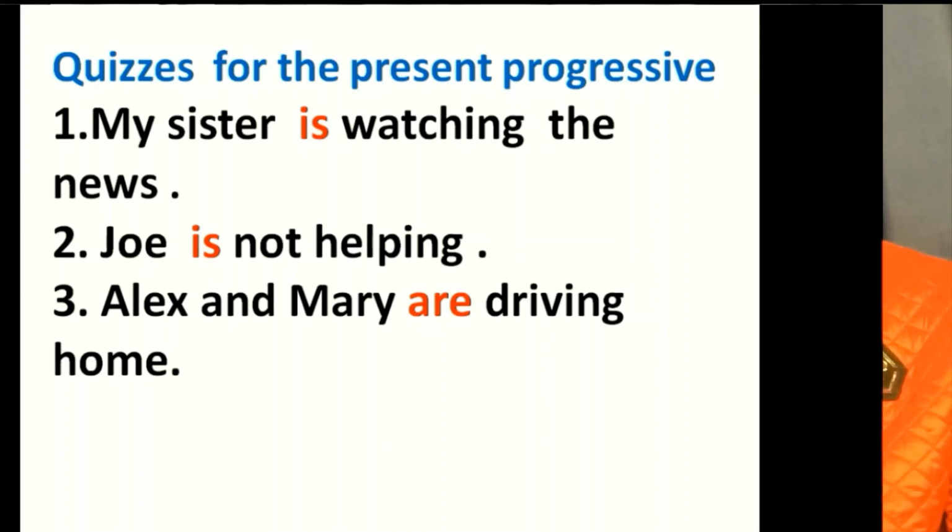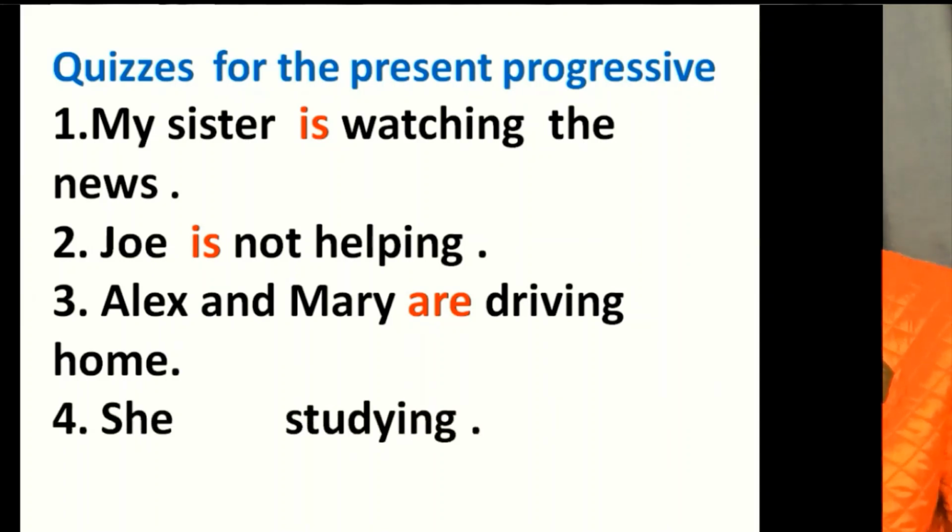She studied. What is missing here? The be verb is missing. Let's check. She isn't study. Okay, so the be verb, the negative form, isn't. She isn't studying. Okay, all right, guys, let's go.